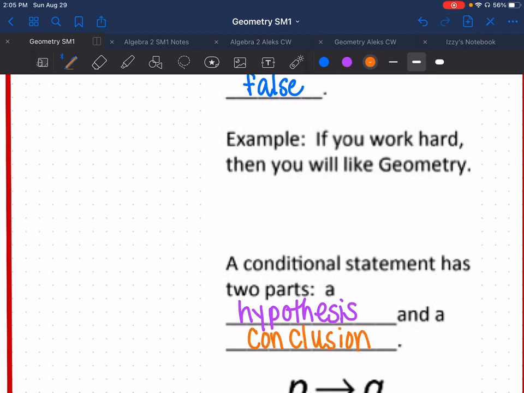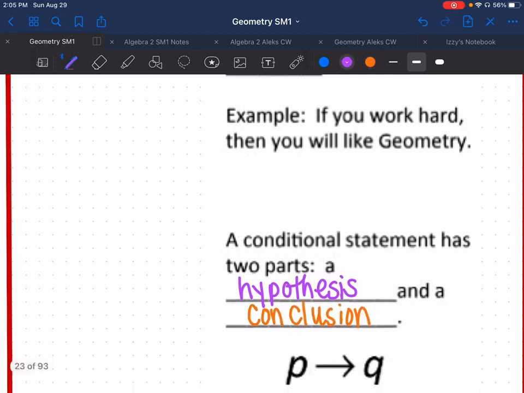You can identify the hypothesis by finding the word if. Now, technically, the word if is not part of our hypothesis. It is just an identifier for it. Our hypothesis, for example, would be you work hard. Just the part that's after the word if and to the comma.